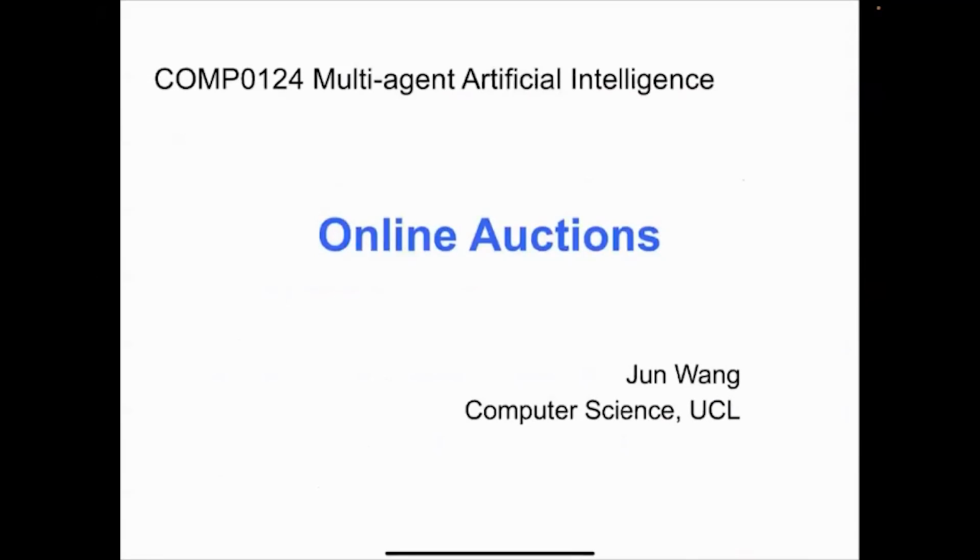Okay, yes. So we're going to talk about online auction, and I have a slide on one of the most popular applications of this online auction. It is computational advertising. But I think because of limited time, we're not going to go to that specific example. But I have a slide on Moodle, so you can have a look.